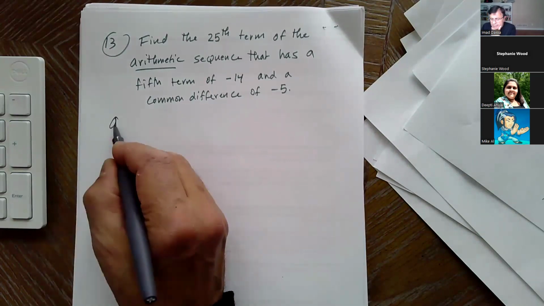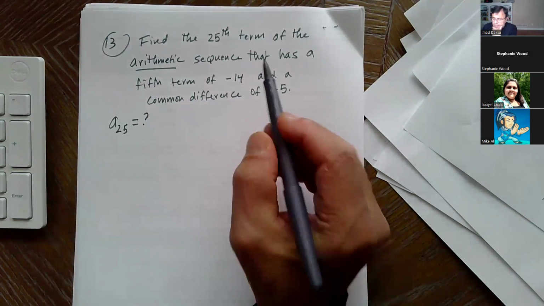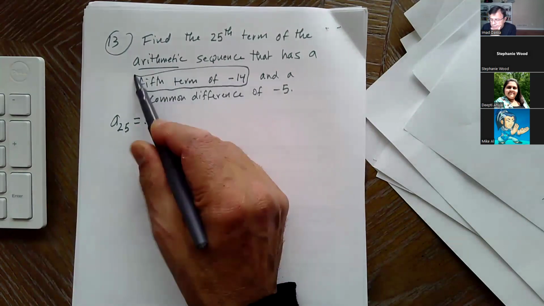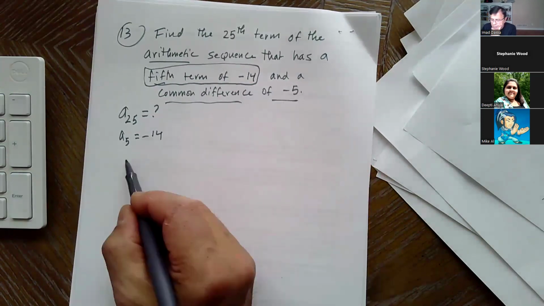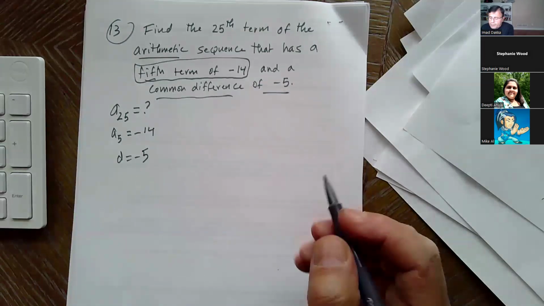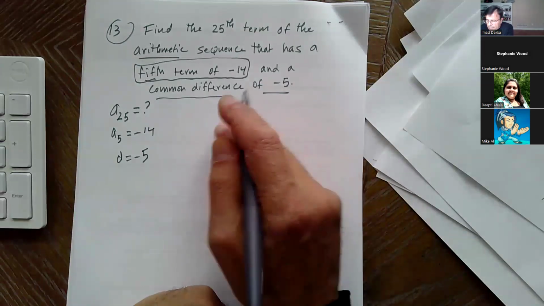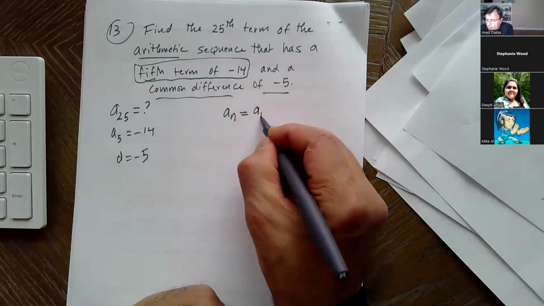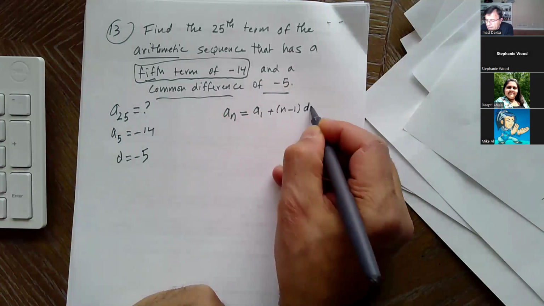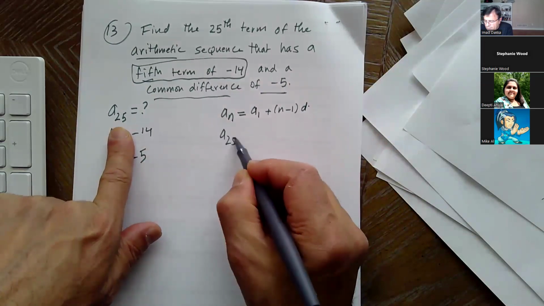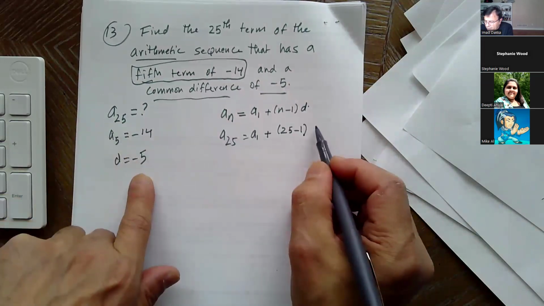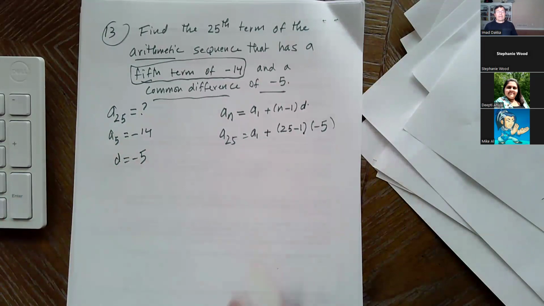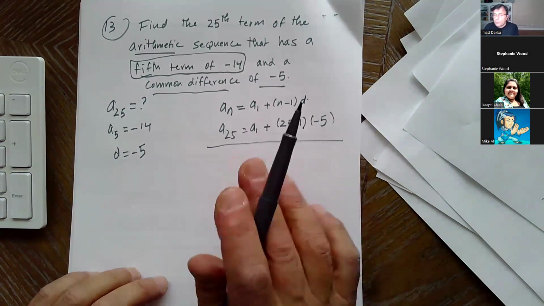So we need to find the 25th term. We are given the fifth term is negative 14, so a5 is negative 14. We are given the common difference is negative 5. If we use the formula for the arithmetic sequence, an equals a1 plus n minus 1 times d, if I want to find a25, I need a1. 25 minus 1, d is negative 5. I'm missing a1. I can find a1, but I really don't have to. I can use an easier way.